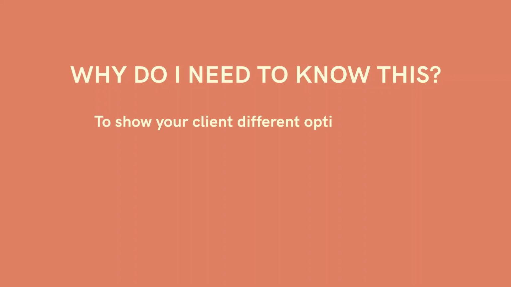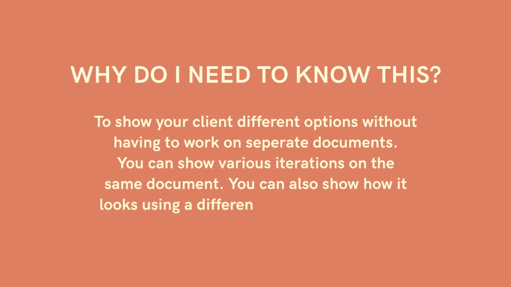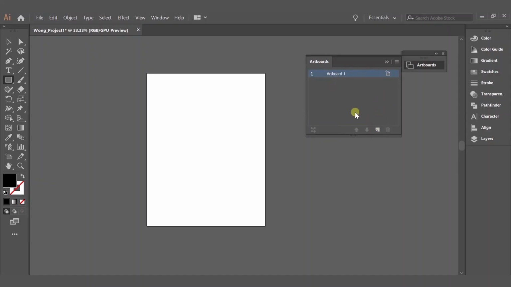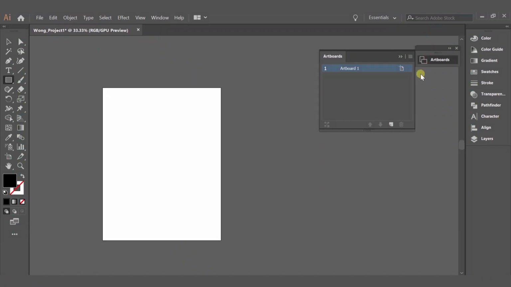To show your client various options without having to work on separate documents, you can show various iterations within the same document, and you can also show how it looks using a different orientation and size. That's why having artboards is very important.